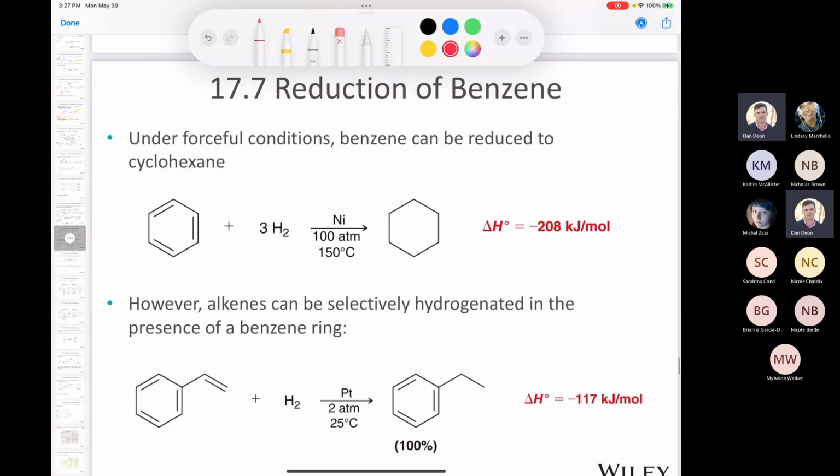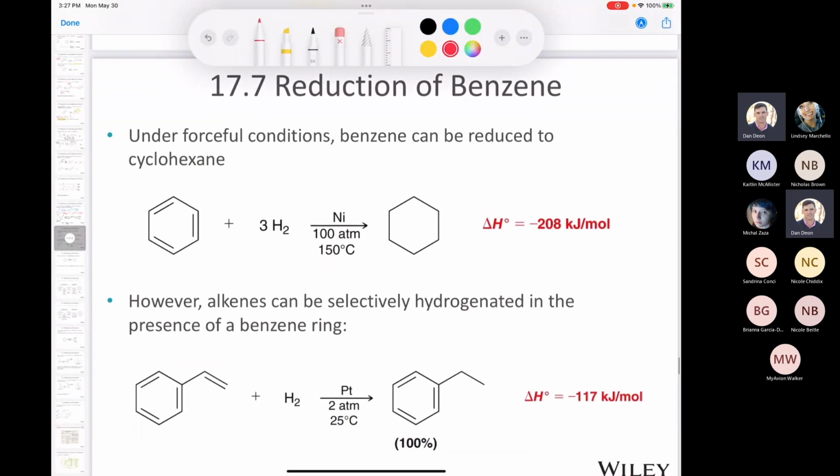Okay, section 17.7 deals with the reduction of benzene. And if you're wondering, could you hydrogenate benzene? Could you hydrogenate all three of those double bonds? The answer is you can do it using three equivalents of hydrogen and, of course, a catalyst like nickel, palladium, or platinum. But you can see that it requires really high pressure and high temperature. So kind of dangerous chemistry, but it can be done.